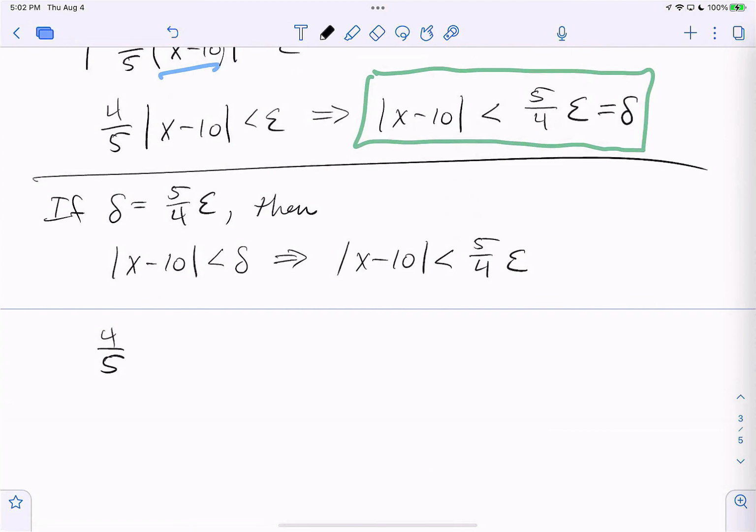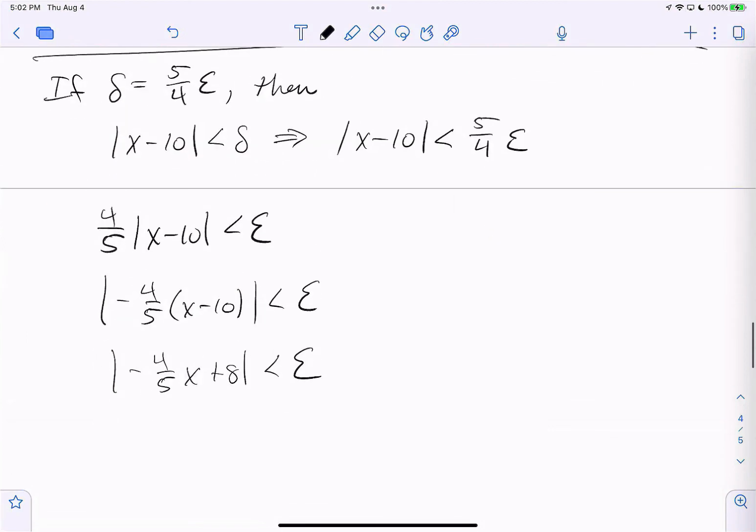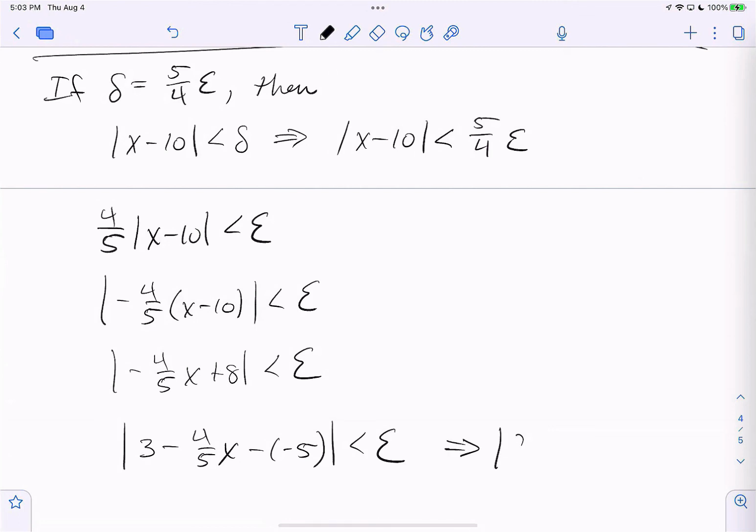So 4/5 times the absolute value of x minus 10 would be less than epsilon, which means that the absolute value of negative 4/5 times x minus 10 is less than epsilon. Now, how do I know to write all that? Because we already did it. I'm just writing all the steps down in reverse. So the absolute value of negative 4/5 x plus 8 is less than epsilon, which means it's the absolute value of 3 minus 4/5 x minus a negative 5 is less than epsilon, which I guess we can say then means that the absolute value of f of x minus L will be less than epsilon.